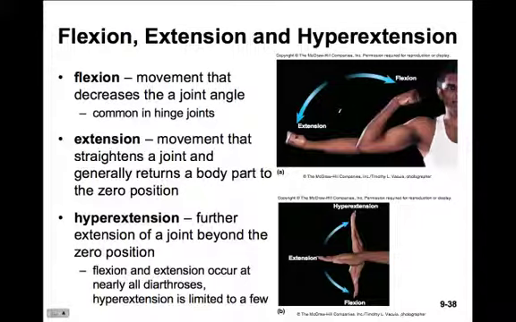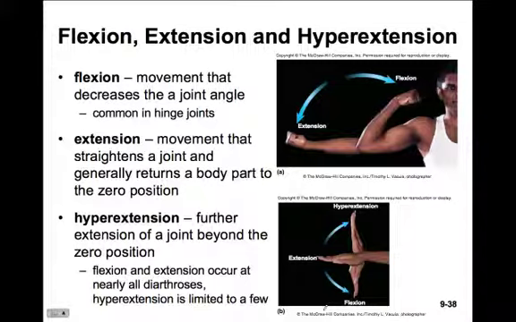So flexion and extension can happen at nearly all diarthroses. Hyperextension, however, is limited to only a few. We can hyperextend our spine by leaning our upper body backwards. Some people can hyperextend in the knee joint and the elbow joint a little bit. Other people cannot.